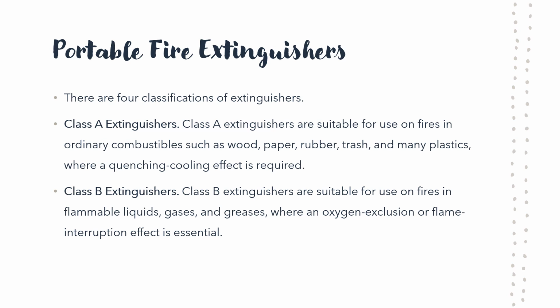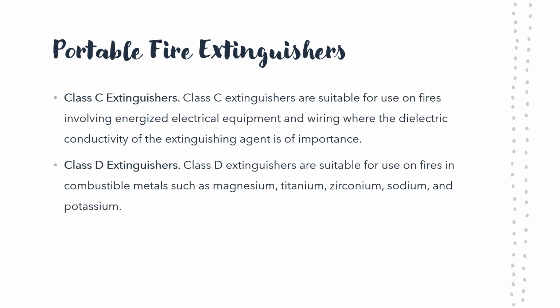Class B extinguisher is used for extinguishing Class B fires, which are caused by flammable liquids, gases, and grease, and where an oxygen exclusion or flame interruption effect is essential. Meanwhile, Class C extinguisher is used for extinguishing Class C fire, which is caused by energized electrical equipment and wiring, where the dielectric conductivity of the extinguishing agent is of importance. And lastly, Class D extinguisher is suitable for use on fires in combustible materials such as magnesium, titanium, zirconium, sodium, and potassium.